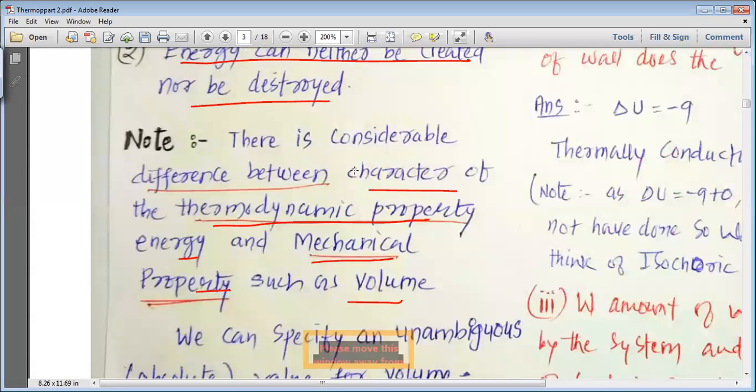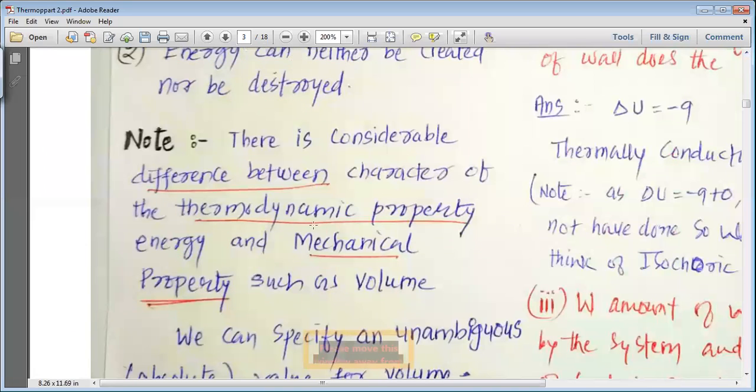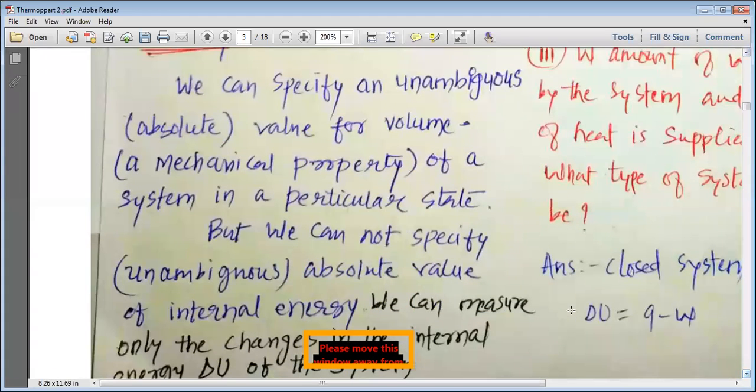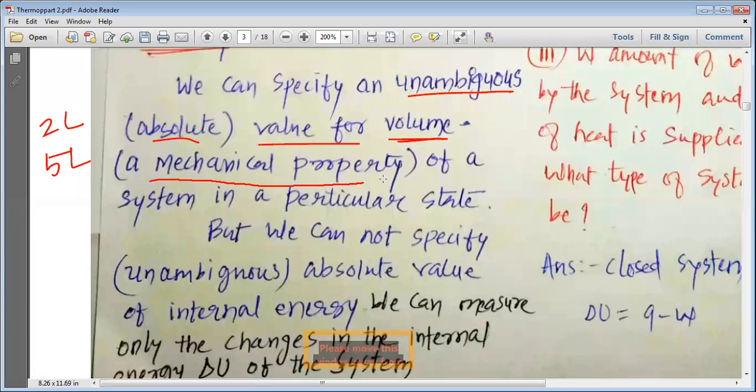Now we have seen the note that there is a considerable difference between the character of a thermodynamic property like energy and a mechanical property like volume. Let us see what it means. We can specify unambiguously, that means an absolute value, for volume. We can say the volume is 2 liter, the volume is 5 liter. That is a mechanical property of a system in a particular state, but we cannot specify unambiguously an absolute value of internal energy.